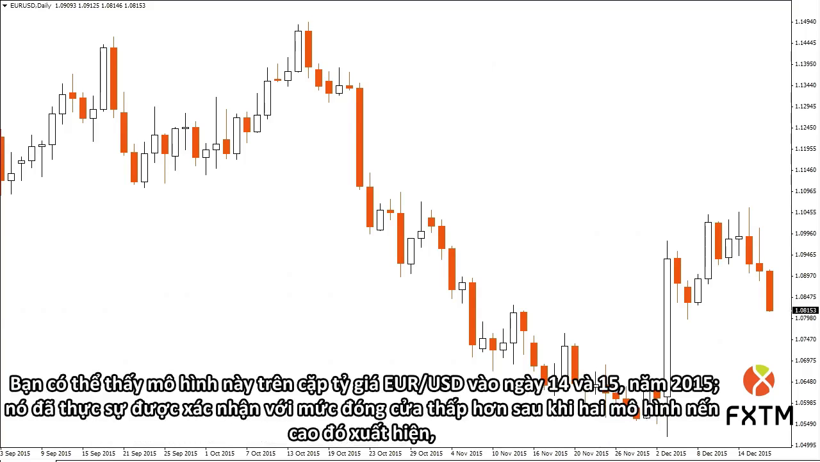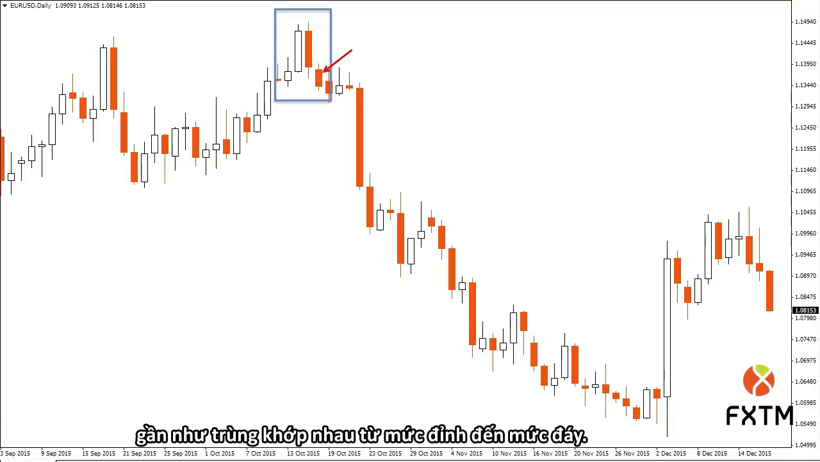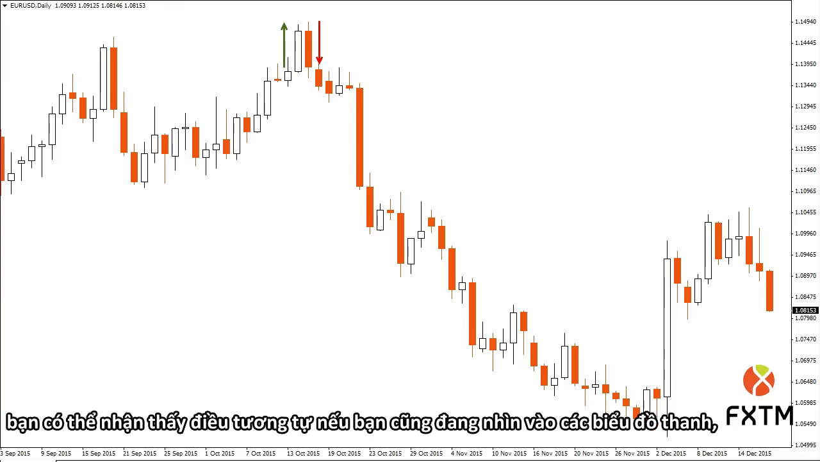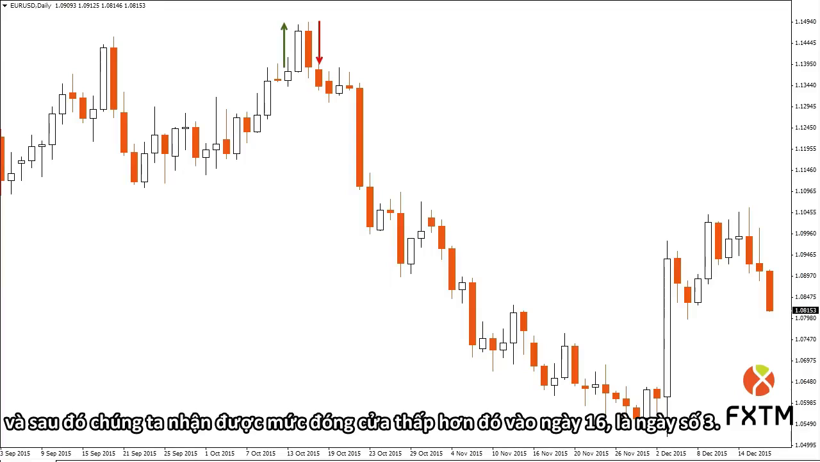You can see this one on the euro dollar on October 14th and 15th. This is 2015. That was actually confirmed with a lower close after those two tall candles that more or less matched each other from the highs to the lows. We get a big green candle followed by a big red candle. You could see the same thing if you were looking at bar charts as well. And then we get that lower close on the 16th. So that was day number 3.